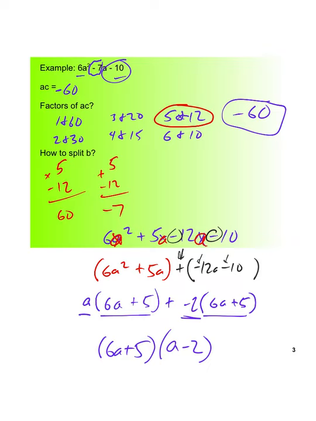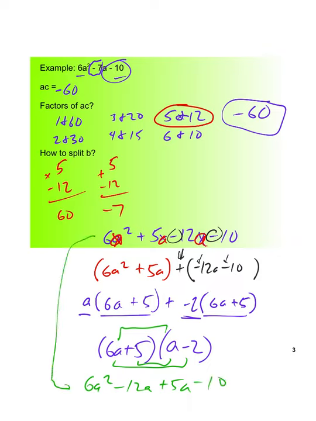So to check this in the end, we could FOIL. We have 6a times a is 6a squared. Outside would be negative 12a. Inside would be a positive 5a. And last would be a negative 10. So again, these two are the same, except I just switched around the negative 12 and the 5 in the middle. But ultimately, negative 12 plus 5 here is a negative 7a, which is what it was originally in the question. So that means that we have done this correctly.